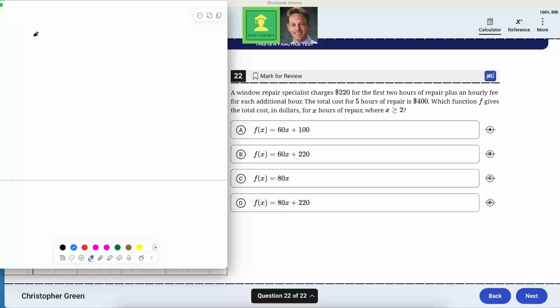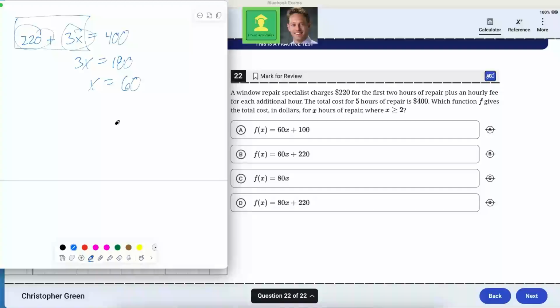220 for the first 2 hours plus an hourly fee for each additional hour, which means 220 is the first 2 hours. Then each additional hour, if you're getting to 5, is 3 times something. I'm going to call it, it's plus 3x is what gives you 400, right? That's the first 2 hours and then 3 additional hours. This is 5 hours, gets you to 400. So now this becomes this, and this is this.